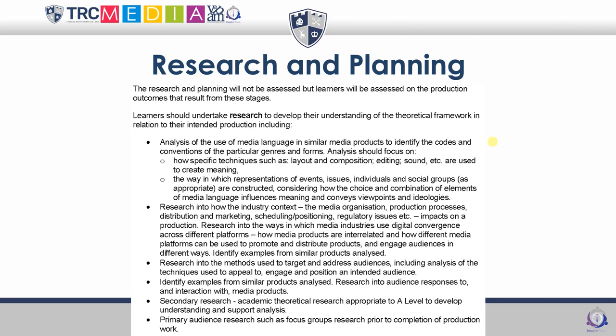Research into the ways in which media industries use digital convergence across different platforms. So, as we know, that might be, is there a digital edition of this? Is there a YouTube channel? Is there a website? Is there social media, etc.? How those products are interrelated, like the podcast, how does that relate, or the YouTube video, how does that relate to the actual main product? How they use them to promote and distribute products to engage audiences in different ways. So you've got to identify examples from similar products that you've analysed and explain how they relate to your designs.